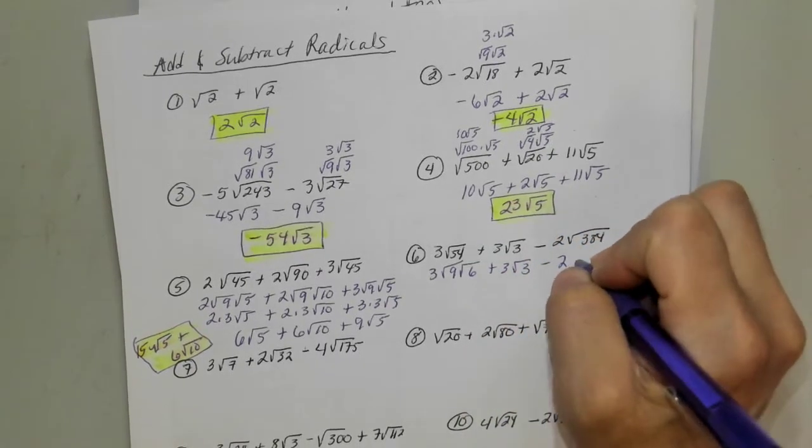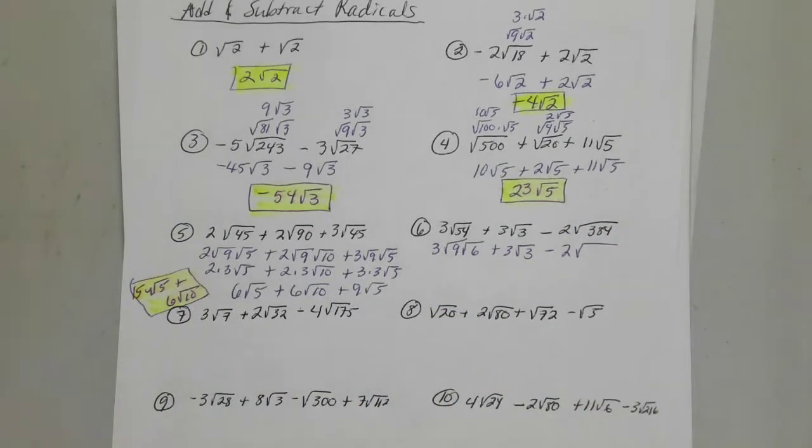And 2 times, let's see, 384. That's a hefty one. What goes into that?